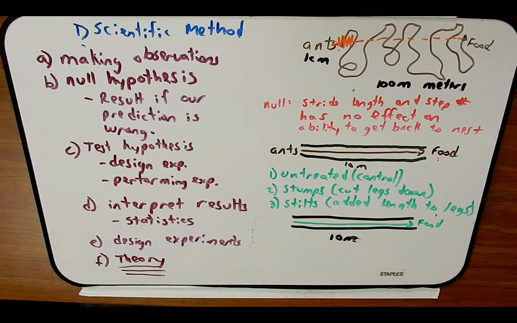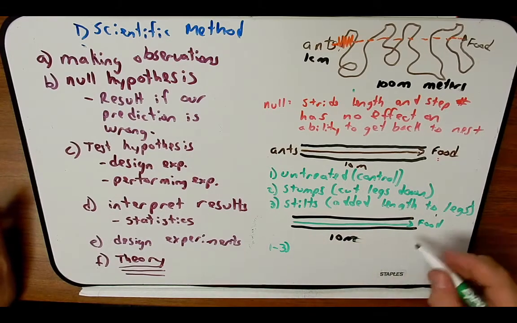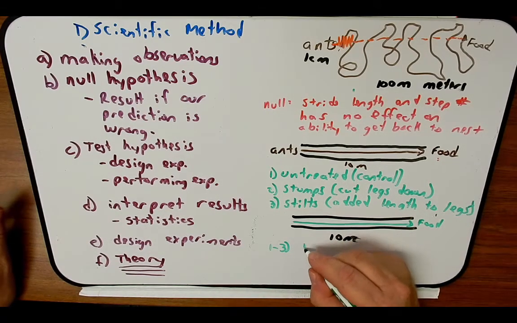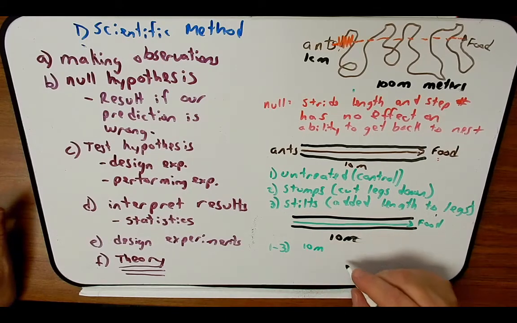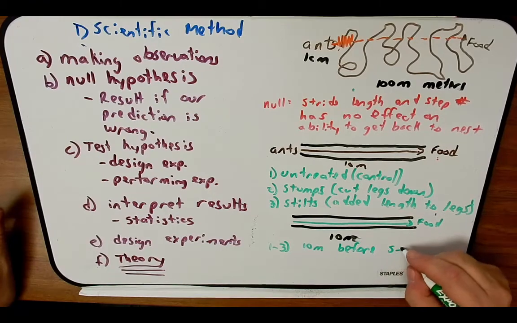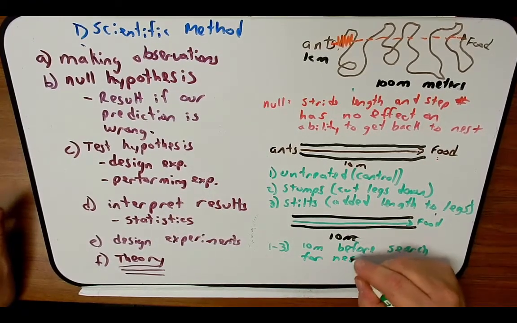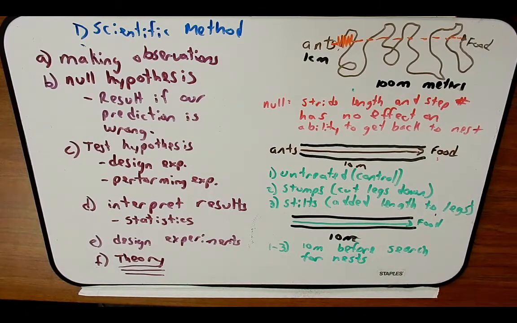And what they found was that all 3, 1 through 3, when they returned home, they all took about 10 meters before they searched for their nests, suggesting that what they're really doing here is counting their steps and measuring the angle of their steps.